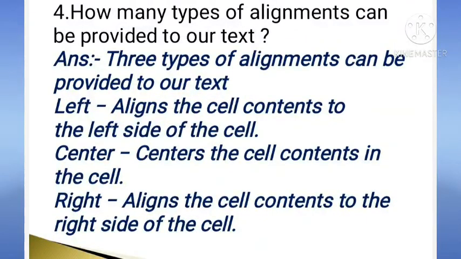Fourth, how many types of alignments can be provided to our text? Answer. Three types of alignments can be provided to our text. Left aligns the cell content to the left side of the cell. Center centers the cell contents in the cell. Right aligns the cell contents to the right side of the cell.